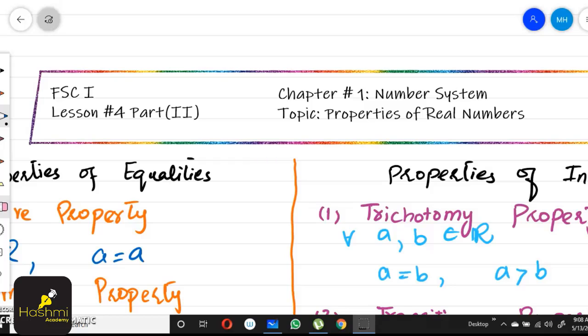Today's topic is properties of equalities and inequalities for the real numbers. This topic is a continuation from the previous topic, so if you have any confusion, you have to go back and watch the last video. Let's get started with today's lesson, which is properties of the real numbers with equalities and inequalities.